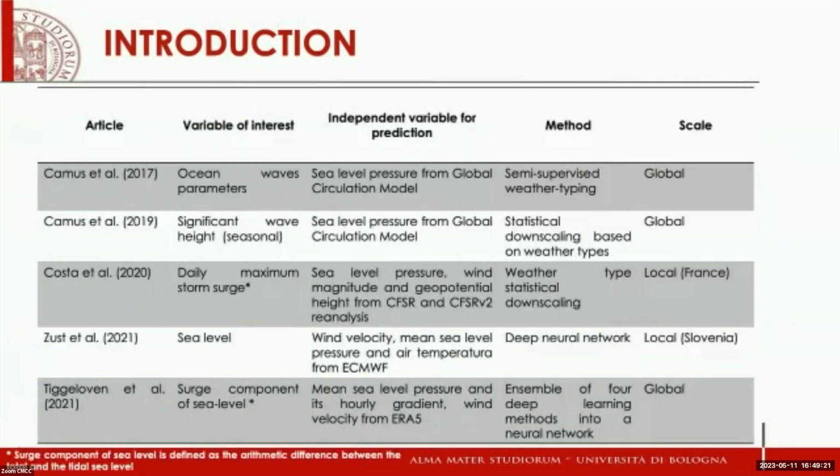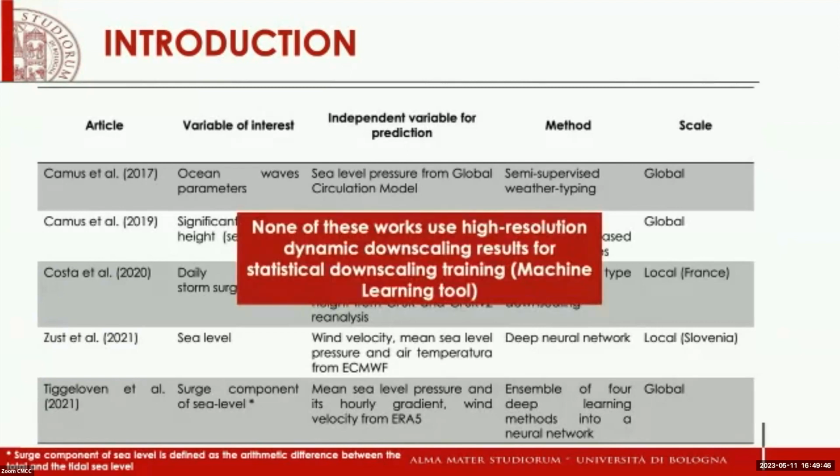In this slide, we can see five different works by different authors, who use different methods for statistical downscaling of the sea level, using statistical and machine learning methods for different variables of interest, at different scales, global and local. But one thing that we found is that in none of these works are the authors using high-resolution dynamical downscaling results to train the statistical tools to make the downscaling.